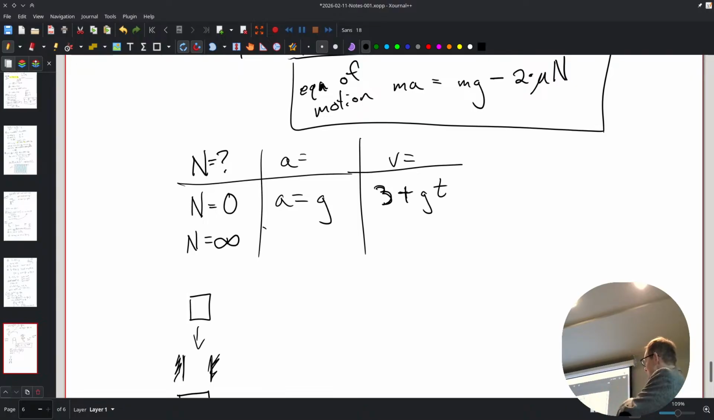But so we've got infinite normal force, just as big as you can possibly make it, plus an extra 10 pounds, and then add an extra 10 pounds to that. What does that do to acceleration?